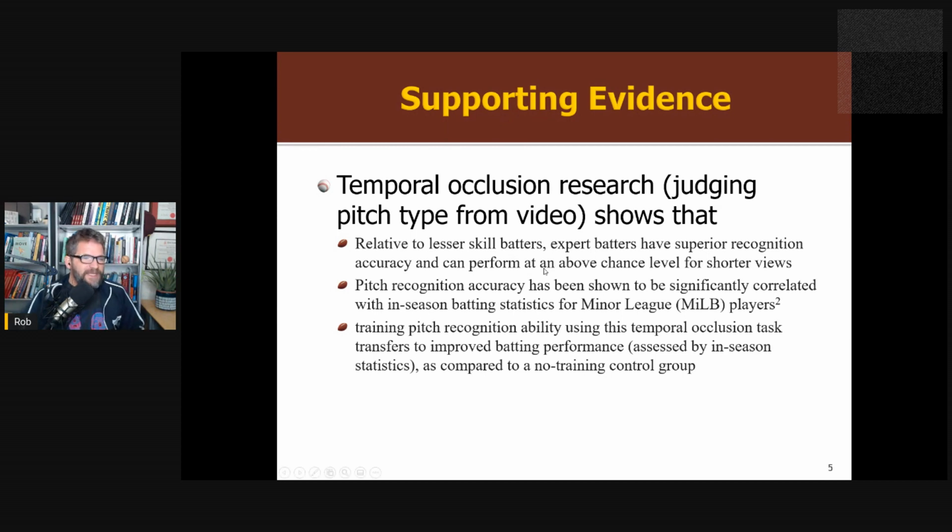It's also shown to be correlated with statistics from baseball, in particular minor league. And perhaps the most convincing evidence, and this has been shown in other sports too, is work by Peter Fadde showing that when you train this ability, so you train people in this temporal occlusion task where they're watching a video and saying fastball, curveball, changeup, they actually show transfer to performance on the field. And this has been shown with some pretty good research, right? So that seems to support this idea that people are predicting.